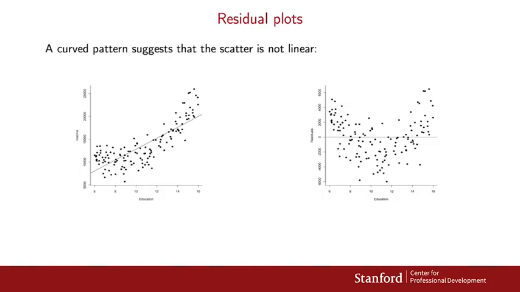Here is another example where the residual plot shows that regression might not be appropriate. The left plot shows income versus education. And looking at the scatter, you can already tell that there's a lot of curvature in there. When we fit the regression and look at the residual plot, we see a pattern that shows a big curve. That's an indication that the scatter is not linear and a regression shouldn't be applied.